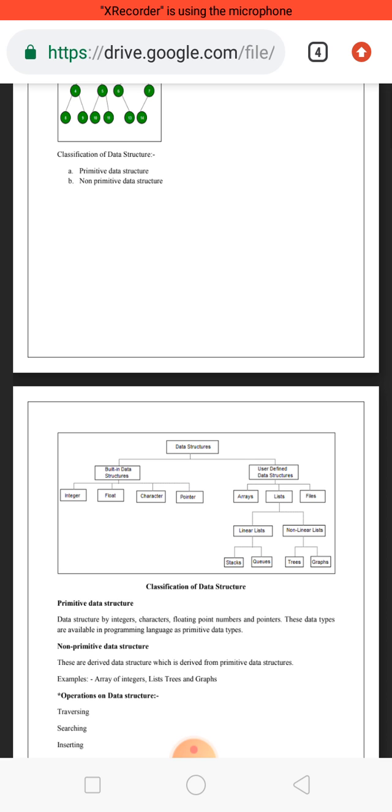Okay, and tree is what? In a tree there is no cycle. Tree is actually a graph, but if there is no cycle, then it is called a tree.